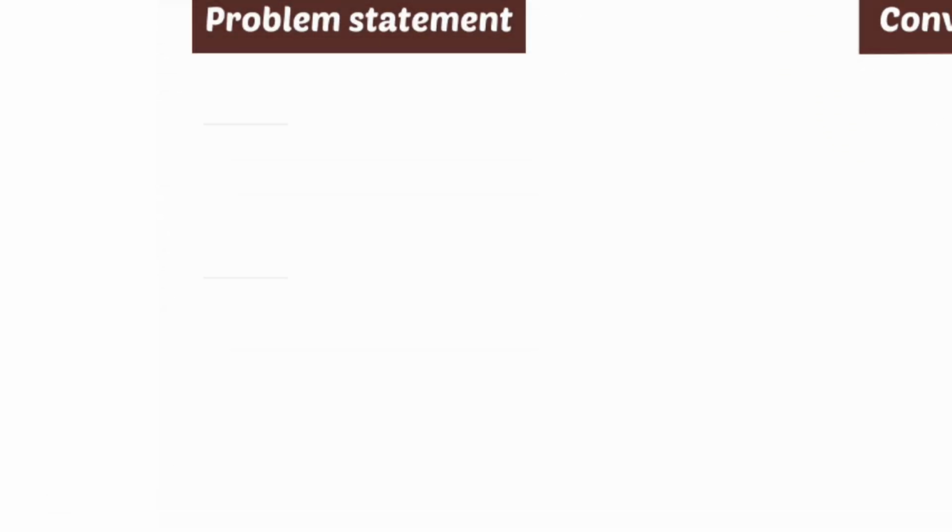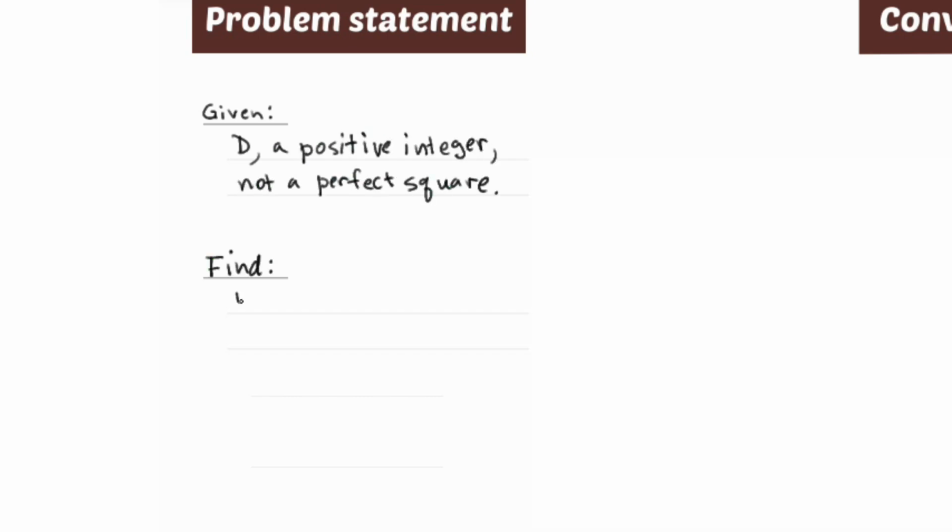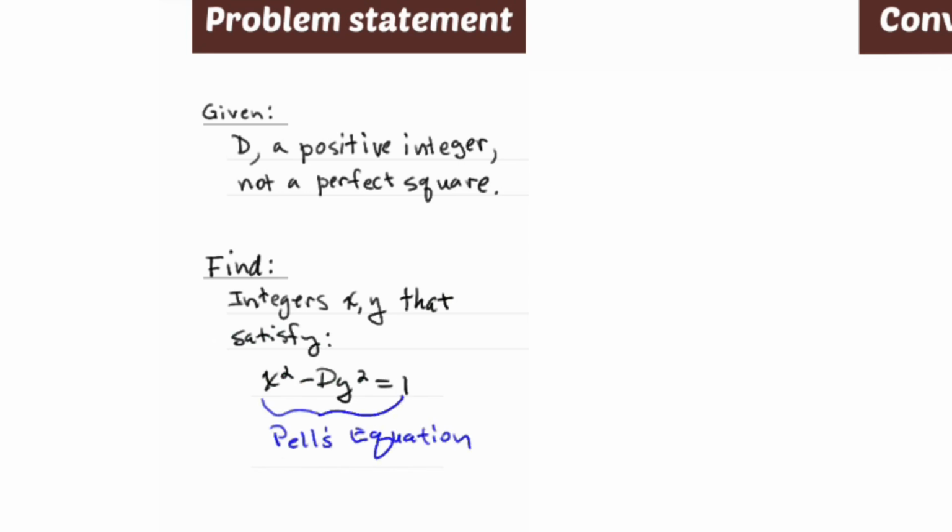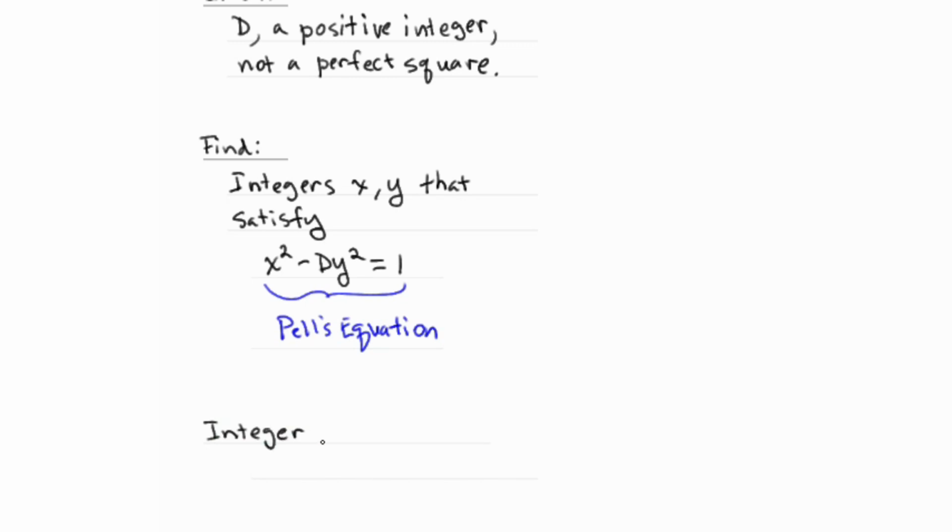Let's get started. We are given d, a positive integer that is not square. What we want to find is two integers x and y that satisfy x squared minus d times y squared equals 1. This is Pell's equation. We are seeking integer solutions, making Pell's equation a Diophantine equation.